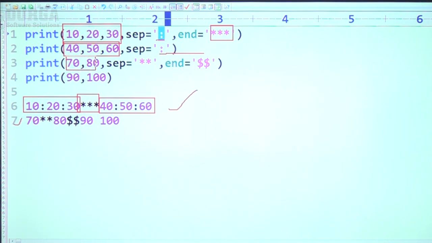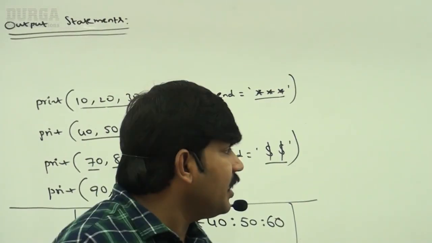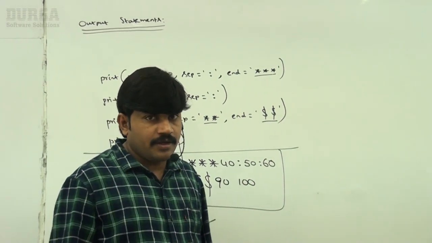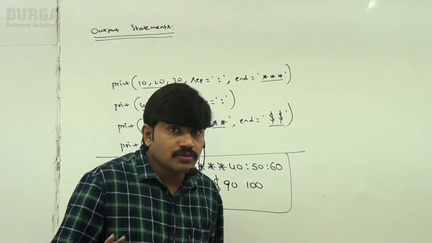Now print 70, 80 with the star separator: 70 star 80. Okay, well. Next, after that, the end is dollar. And then here, there is no sep attribute; the default value for the sep attribute is the space. That's why we get 90 space 100. Perfect, sir. If you can trace with a pleasant mind, then you can understand this very easily. Clear for all of you, right? Now you are very perfect with the end attribute and sep attribute and where you can use these attributes.